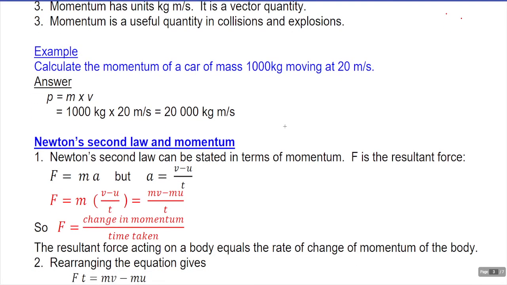Now, the example reads, calculate the momentum of a car of mass 1000 kgs moving at 20 meters per second. Now, the formula P equals mv. M is 1000 kgs, v is 20 meters per second. That gives you 20,000 kg meters per second.